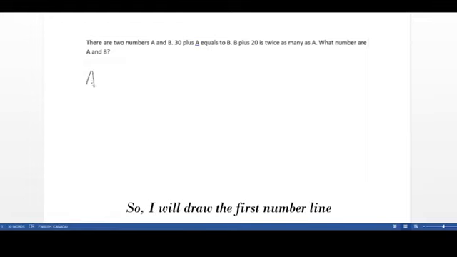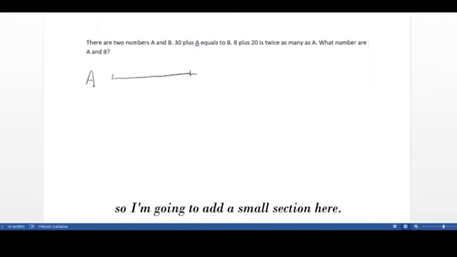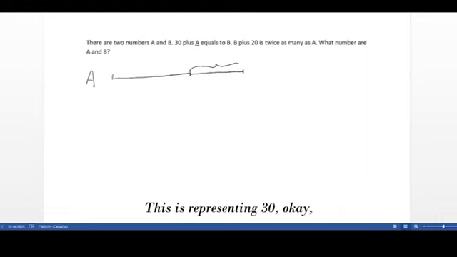So I will draw the first number line to represent A. So 30 plus A equals B. I'm going to add a small section here. This is representing 30, okay? And then I'm going to change the color here to blue so I'm not confused.